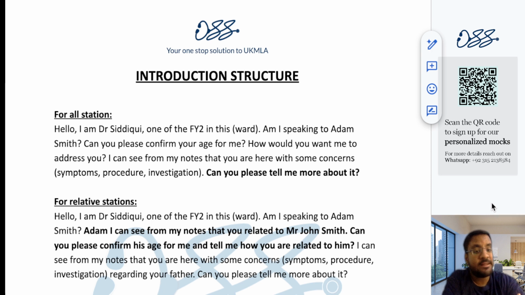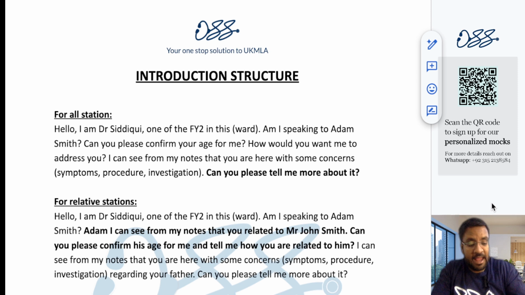But there is one thing that is called the introduction before the introduction. So I'll tell you what happens as soon as you enter inside the room. Even before you start talking to the simulator, the role player that is sitting there, or the patient, you have to enter inside the room and introduce yourself to the examiner and tell them what your GMC number is. For example, as soon as you enter inside the room, you're going to say, "Hello, examiner. My name is Dr. Siddiqui, and my GMC number is this."